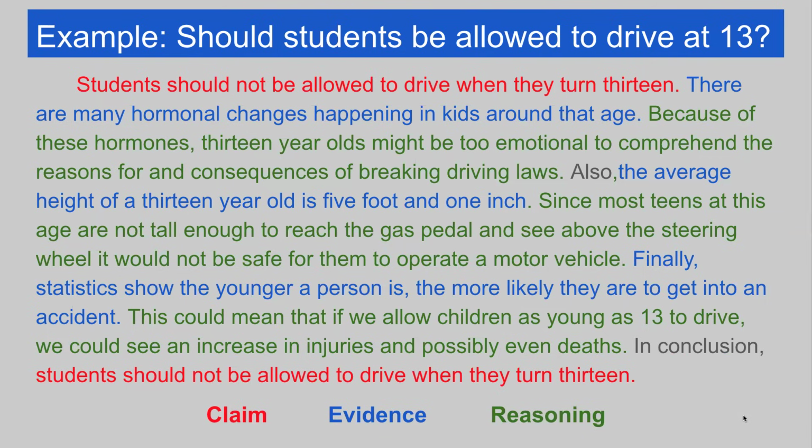Please, the red is your claim. The blue is evidence, just facts. The green explains why those facts are relevant to the claim. The green is not facts. It's kind of expanding on the evidence, talking about what ifs, probabilities, maybe this could happen, but it's just not quite fact. The blue are facts.